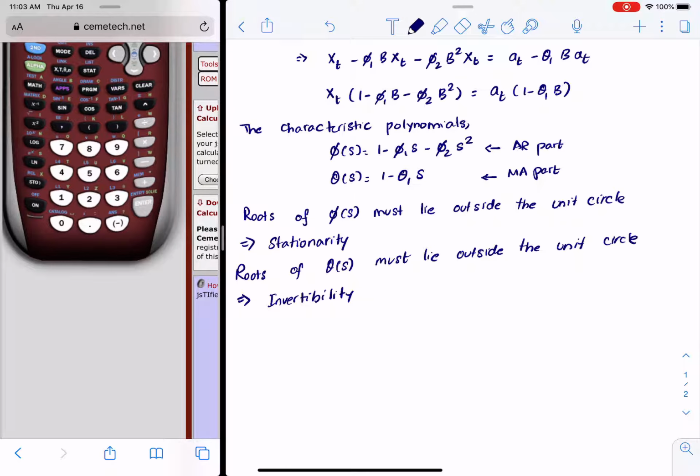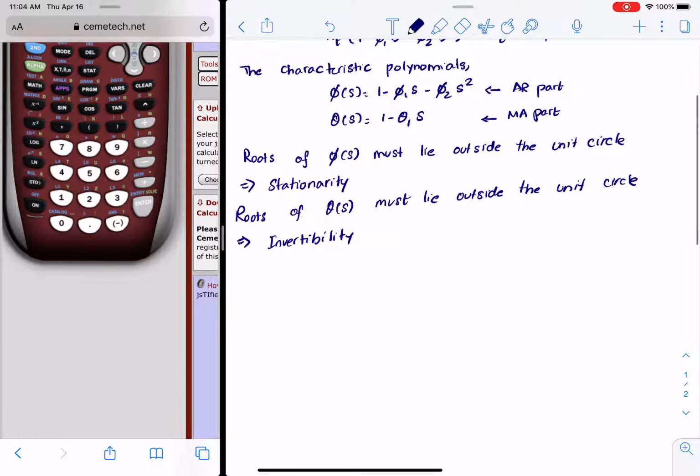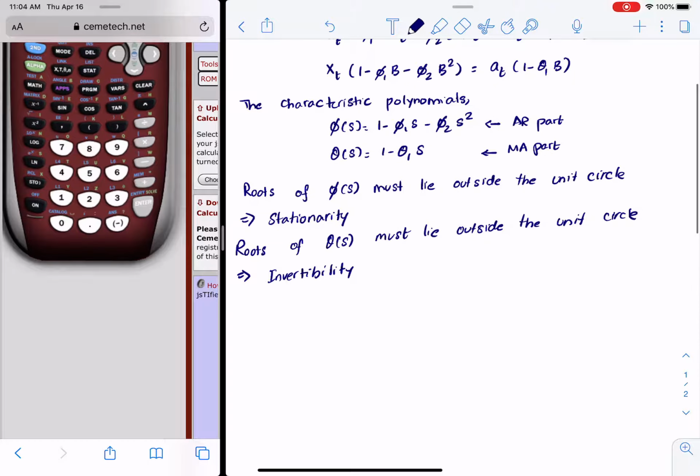Now, invertibility is quite important because it is always easier to write an ARMA model in terms of an AR model rather than an MA model. Even though we could do it both ways, writing it in terms of an AR model makes things easier for us. They are typically easier to solve and easier to find the coefficients for. So how do we go about finding phi1, phi2, and theta1 if we observe a series?